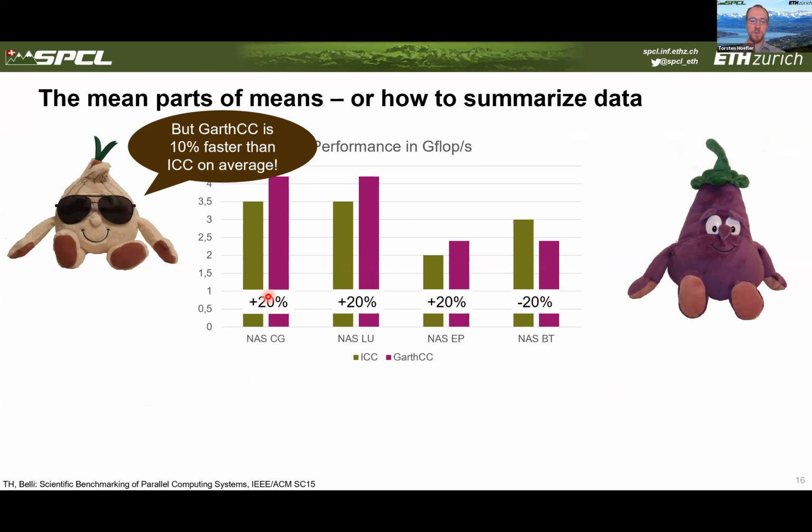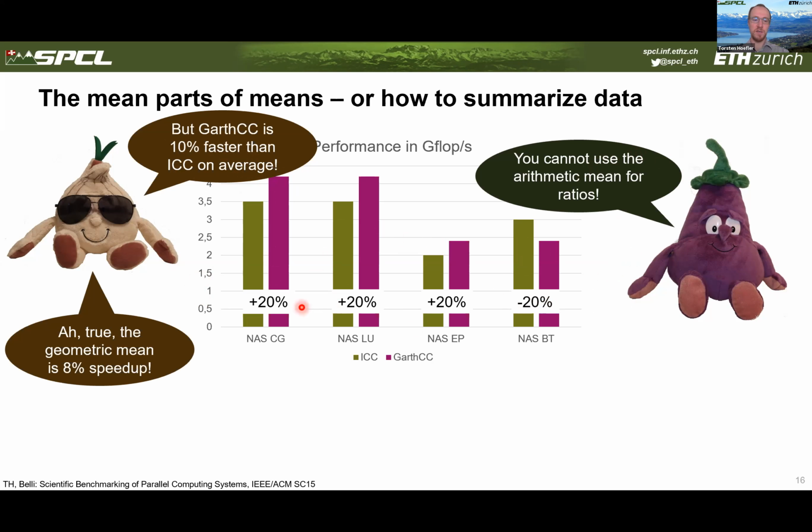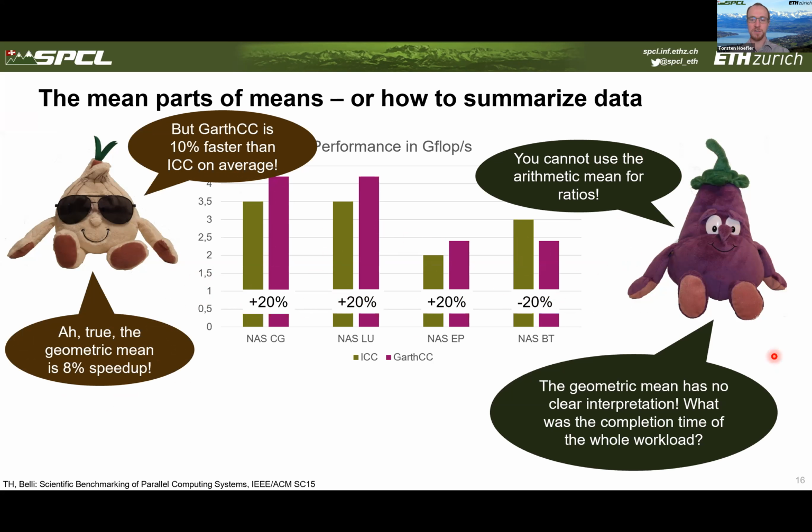But now we could argue that 20% plus 20% plus 20% minus 20%, the average of those is 10%. And so you could still argue that GraphCC across all of those is 10% faster. But of course, many of you have probably captured what I did wrong, because I shall not use the arithmetic mean for ratios. Very important. So what I can do is I can use the geometric mean, and then I receive an 8% speedup over those. But the geometric mean is better than the arithmetic mean, but it's still not perfect because it's actually quite hard to explain what it does. And we can discuss this in Slack, but that is actually quite complex because the geometric mean has no clear interpretation.